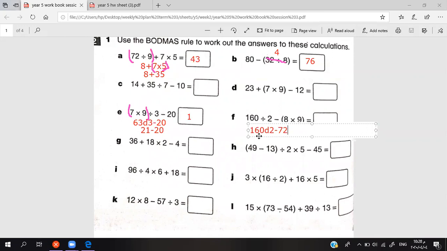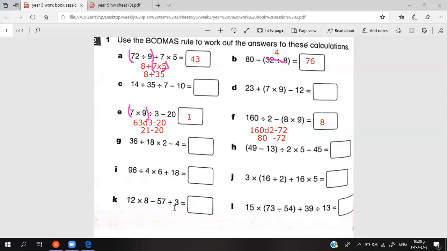Okay, definitely now I'm gonna do the division first. 160 divided by 2. If I take the 0 out, 16 divided by 2 is an 8. So my answer now is 80 minus 72. It's gonna give me an 8.